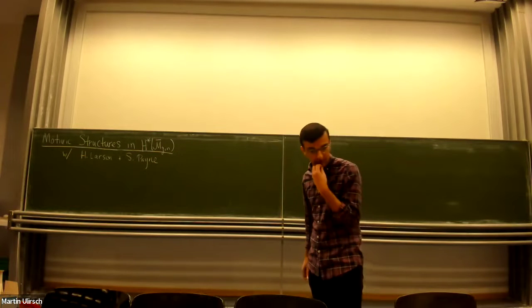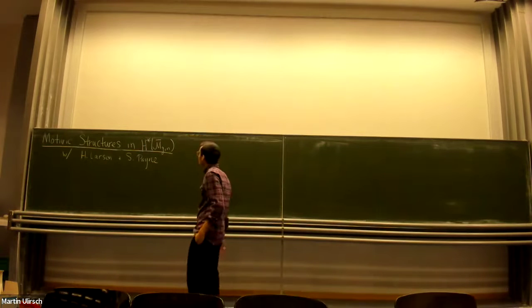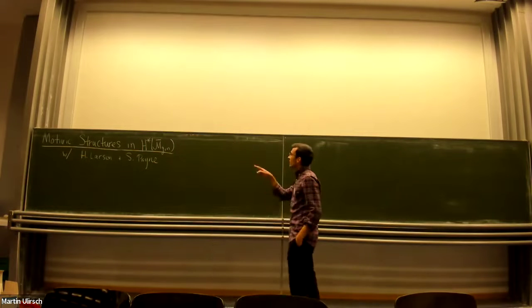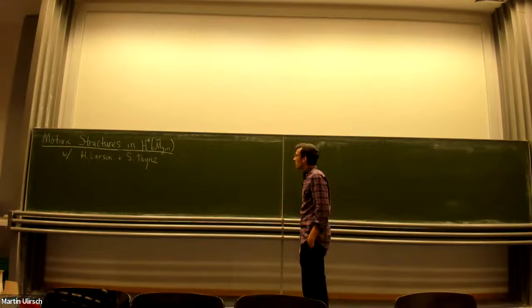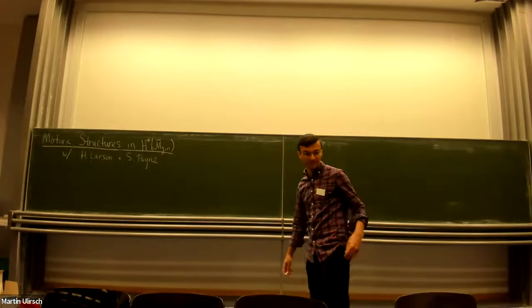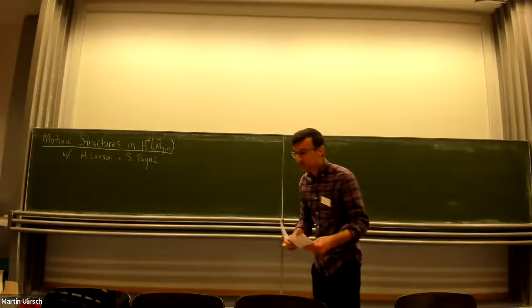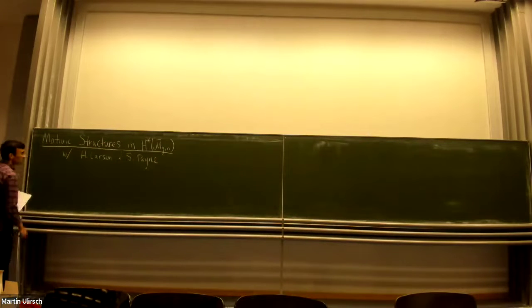I want to talk about the work with Ken Larson and Sam Canning about trying to understand the cohomology of M_{g,n} bar from the Motivic point of view. The starting point of the theorem comes from the Langlands program.